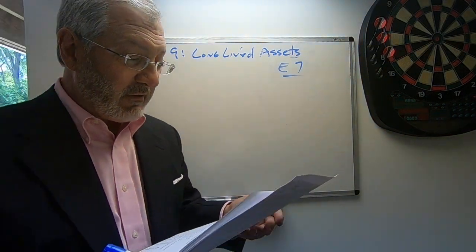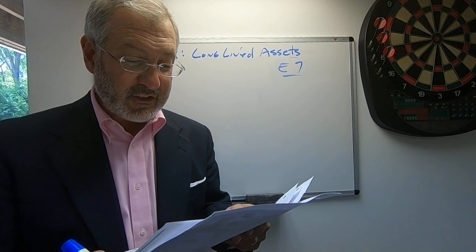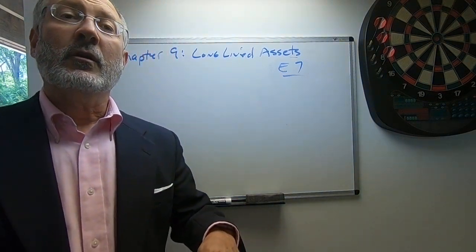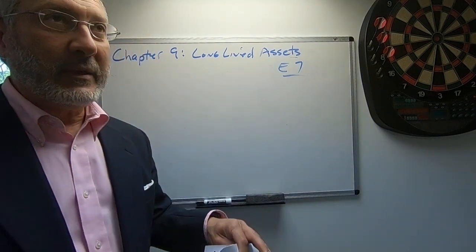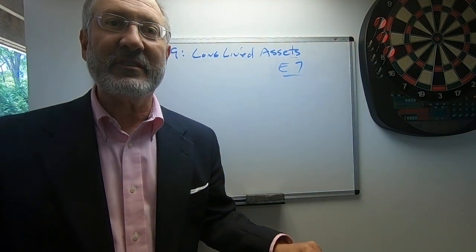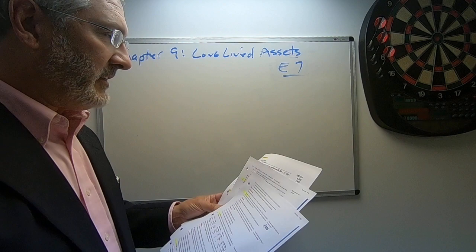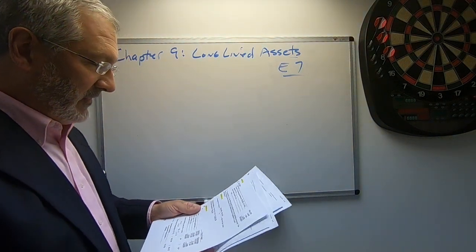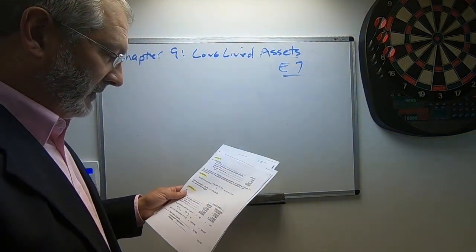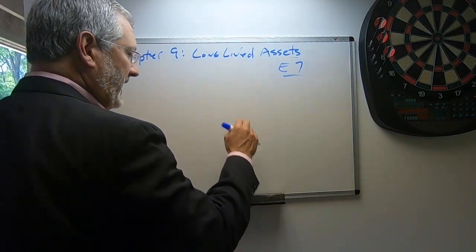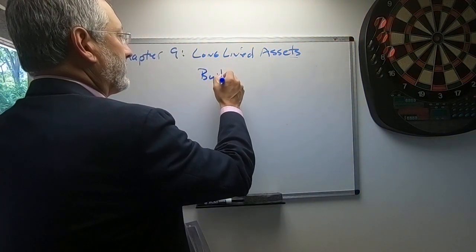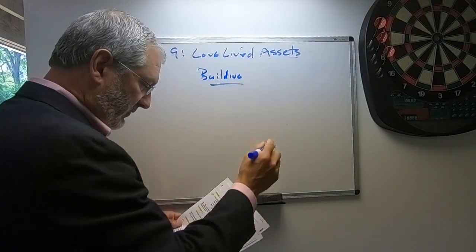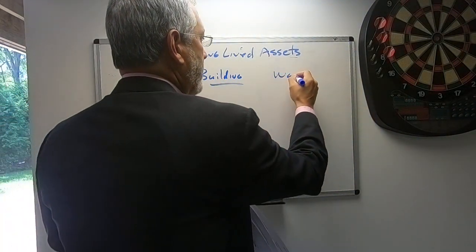A, compute the revised annual depreciation on each asset. So we have, remember, depreciation is an estimate. And we have some revised information. The estimates have changed. So we need to change the amount of depreciation expense. So we have here the building. And then we have the warehouse.